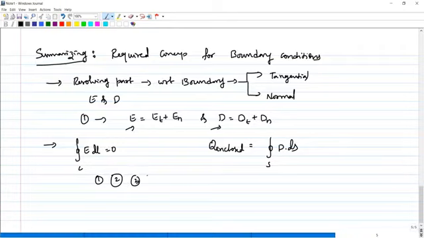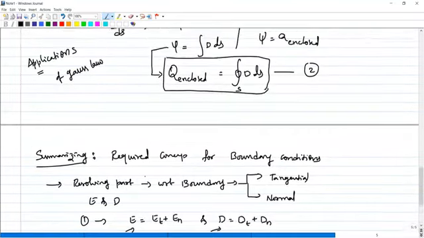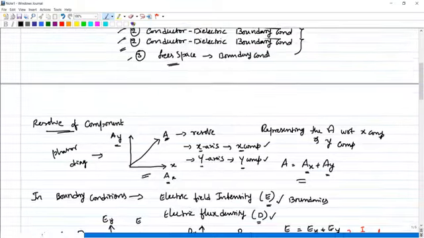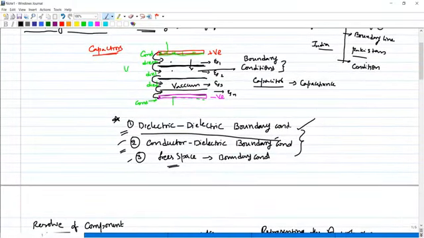So this is all the things. And now we are going with the very first one, that is the dielectric boundary condition.